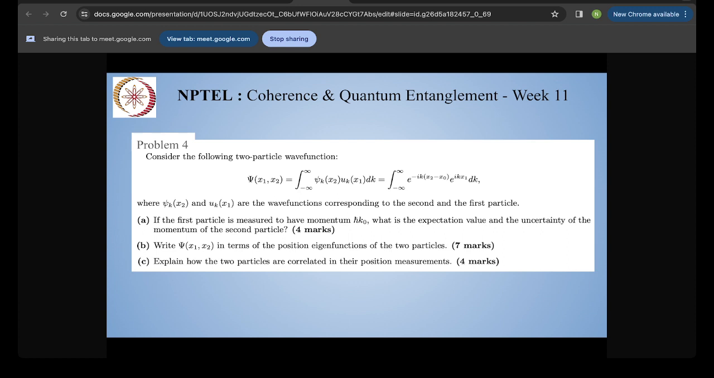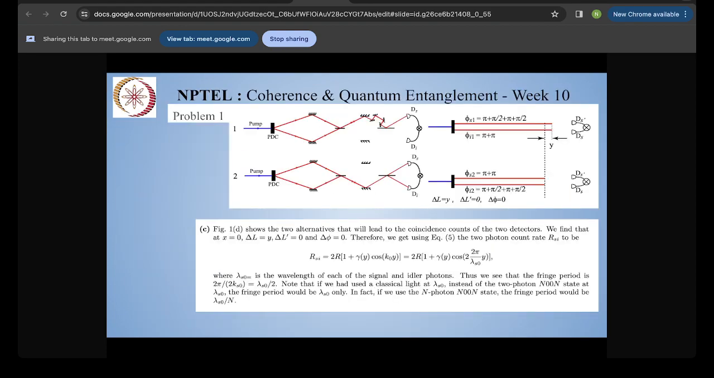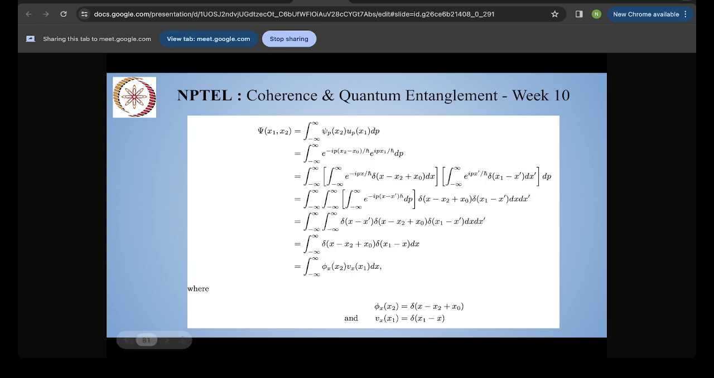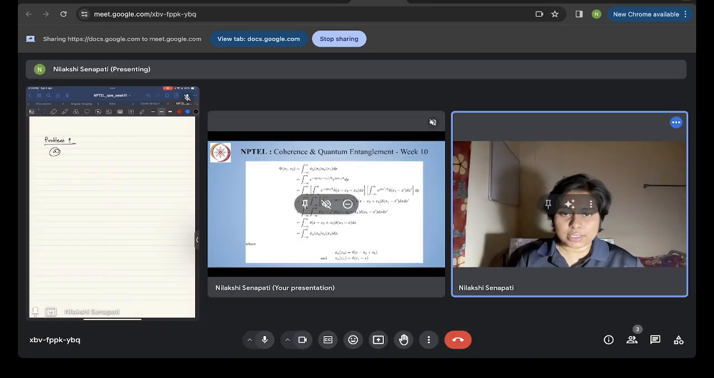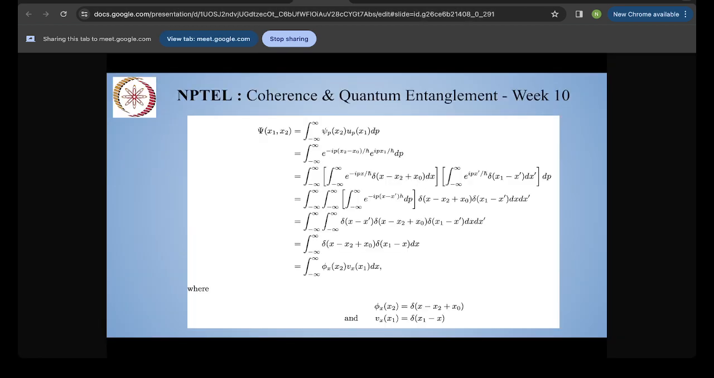And part B is saying: write psi(x1, x2) in terms of the position eigenfunctions of the two particles. This is already shown to you. Let me just show you. If I have this till now, the answer will be just this. Whatever you can see in your part B, the answer is given on the screen. I solved this in the previous week 10. You can understand how the answer is this.